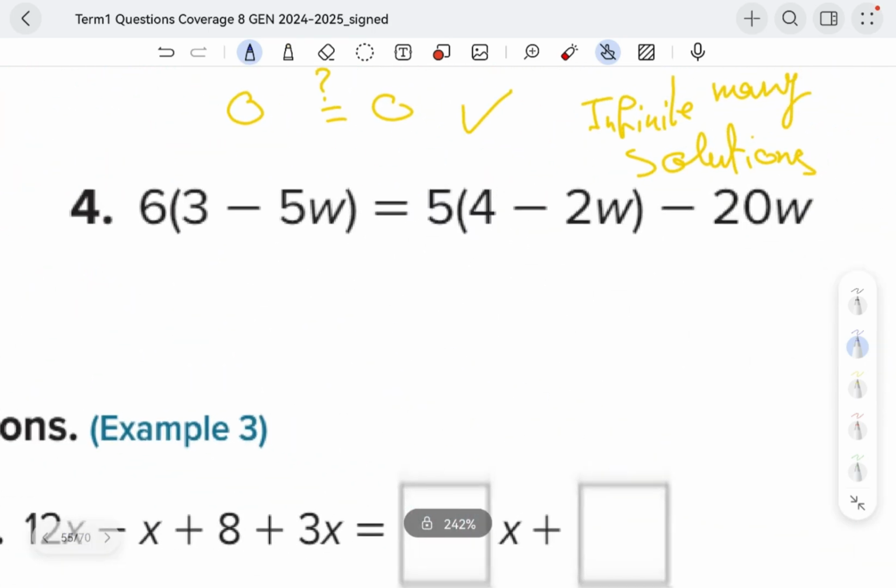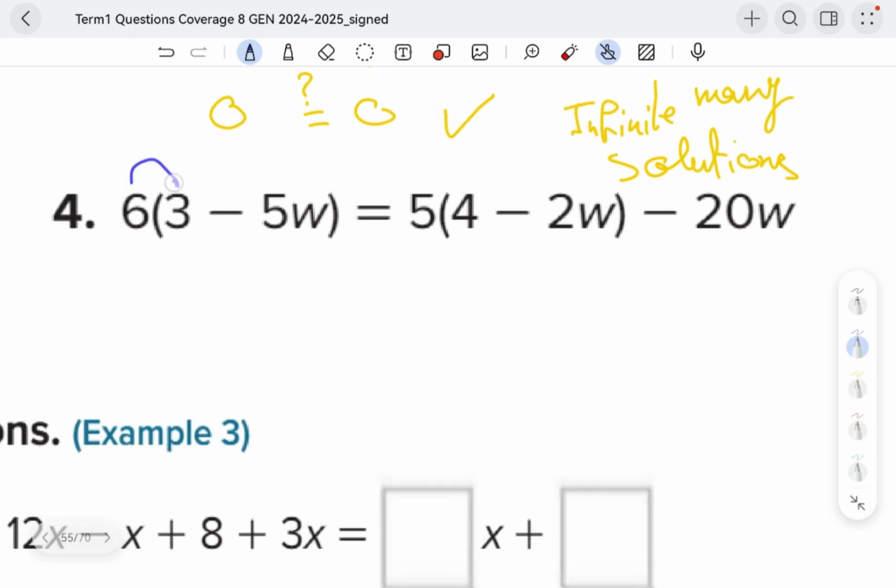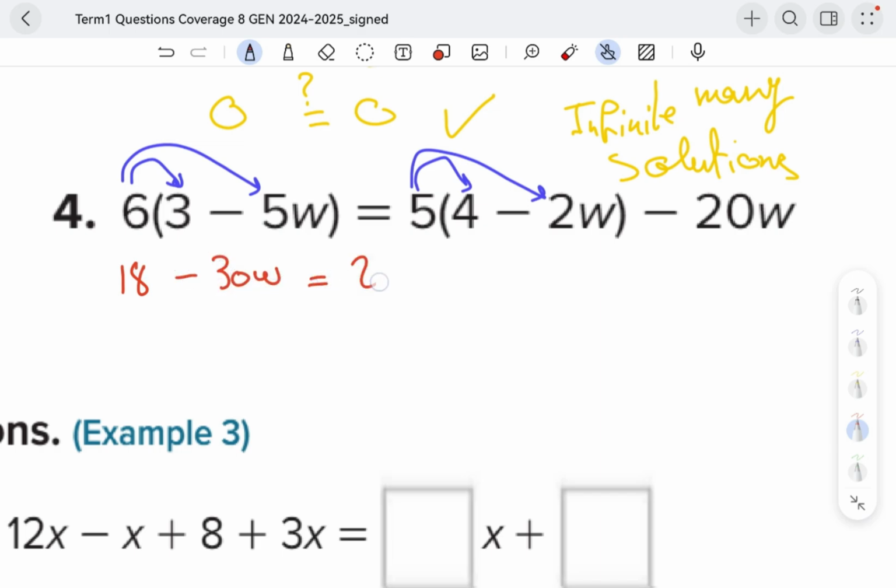Let's go for question number 4. We will do the same. Distributive property. 6 times 3 is 18. 6 times 5 is 30W. Equals 5 times 4, 20. 5 times 2 is 10W minus 20W.